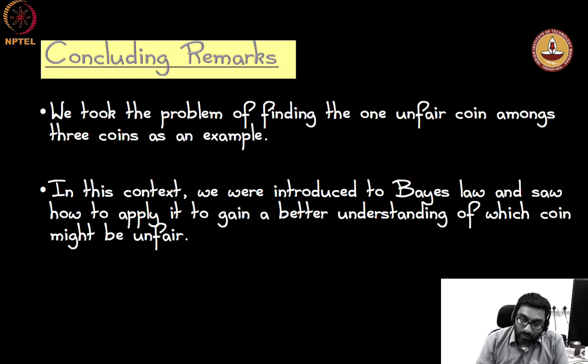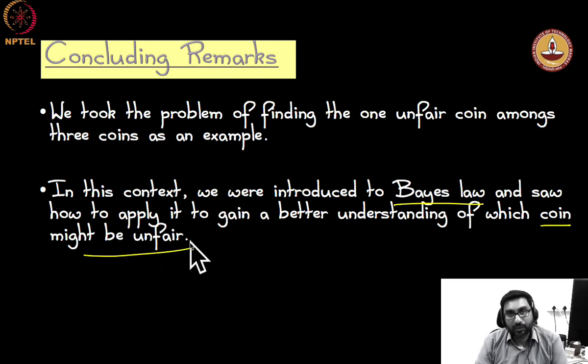And in this segment, what we've seen is how to apply Bayes' law in a fairly simple setting, wherein we try to figure out which of the coins might be the unfair coin. So with that we can conclude our understanding of Bayes' law. Of course, this is just a mere introduction. There is a lot more to this. And I urge you to Google it up and explore some more about it.